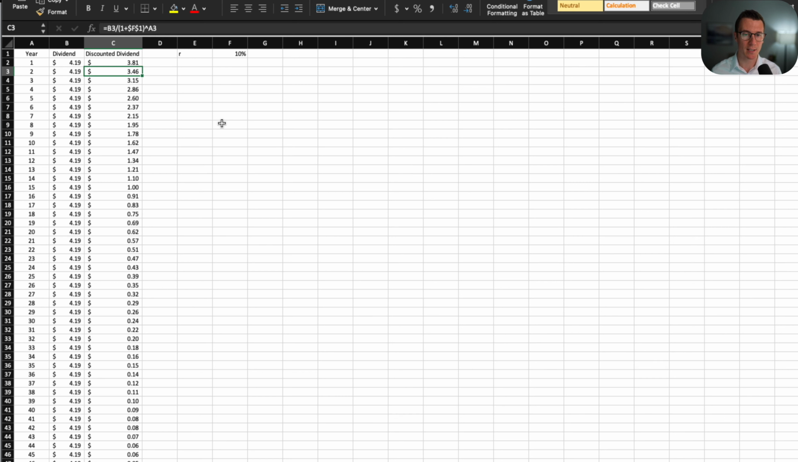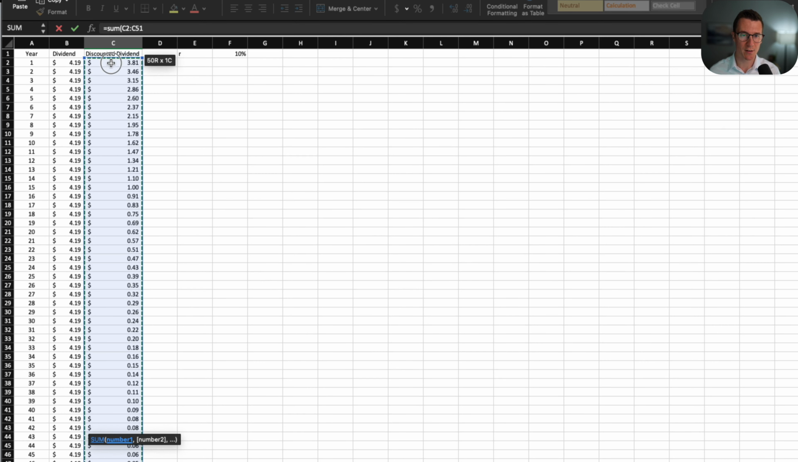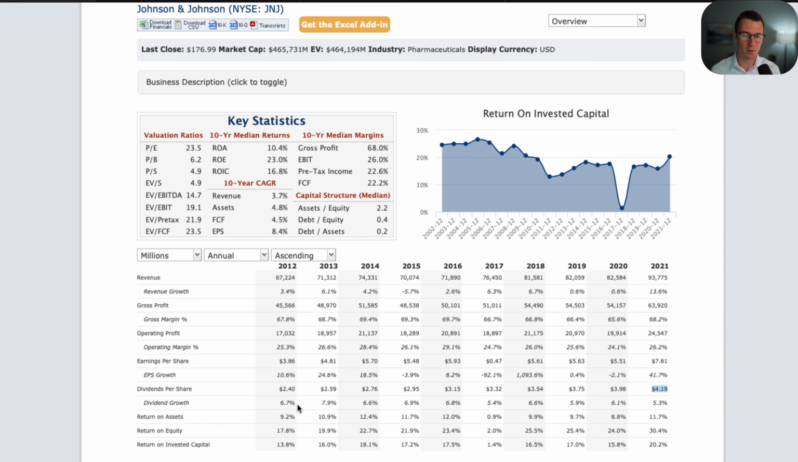So that means you're paying less for it today in order to still make 10% per year. So here we have it. We can calculate the value of Johnson & Johnson under this scenario. All we need to do is sum all of these discounted dividends up, and that gives us an estimated value of $41.54. However, what we notice with Johnson & Johnson is that its dividend doesn't stay constant.